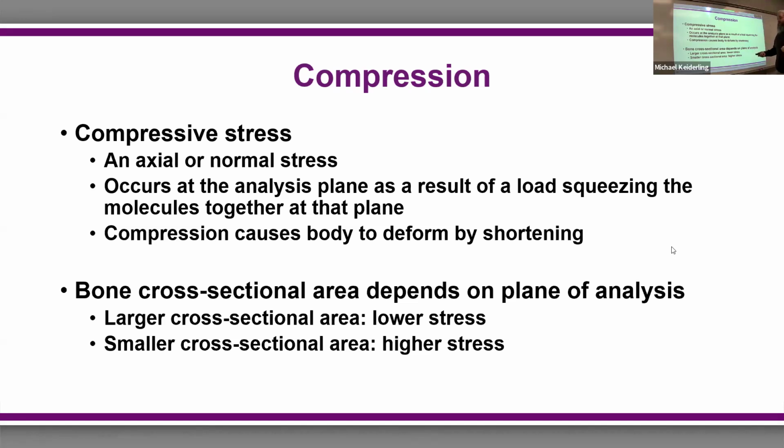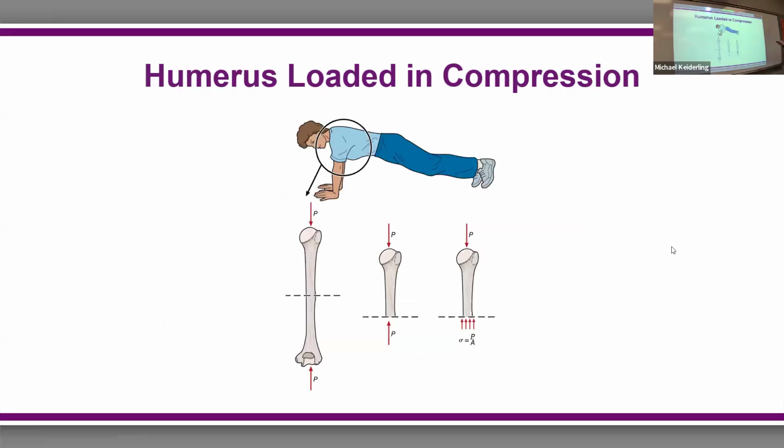Again, for bone, cross-sectional area depends on the plane of analysis. Larger cross-sectional area, lower stress. Smaller cross-sectional area, higher stress. So here is a humerus loaded in compression. The first was tension, you're hanging from it. Here is compression. And again, biggest stress is going to happen at the skinniest point. The force is squeezing together the bone, and it will distort the bone by shortening it.